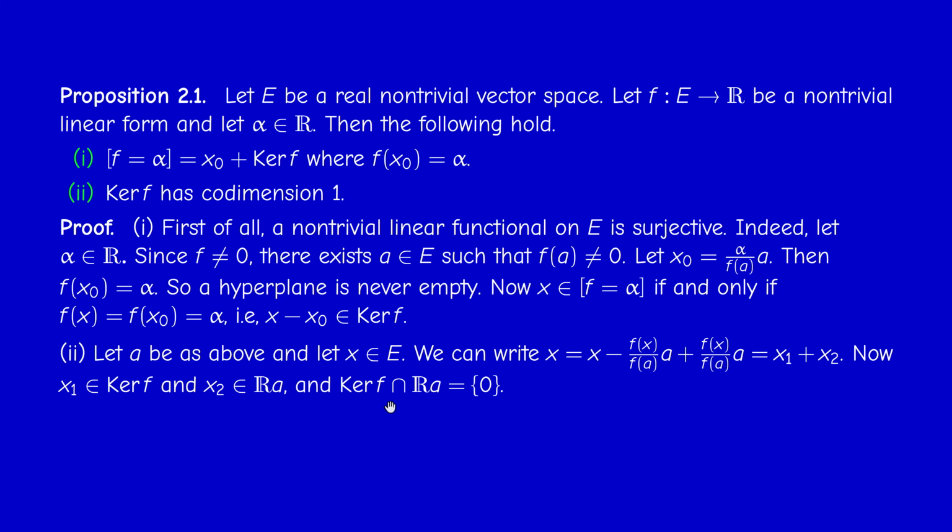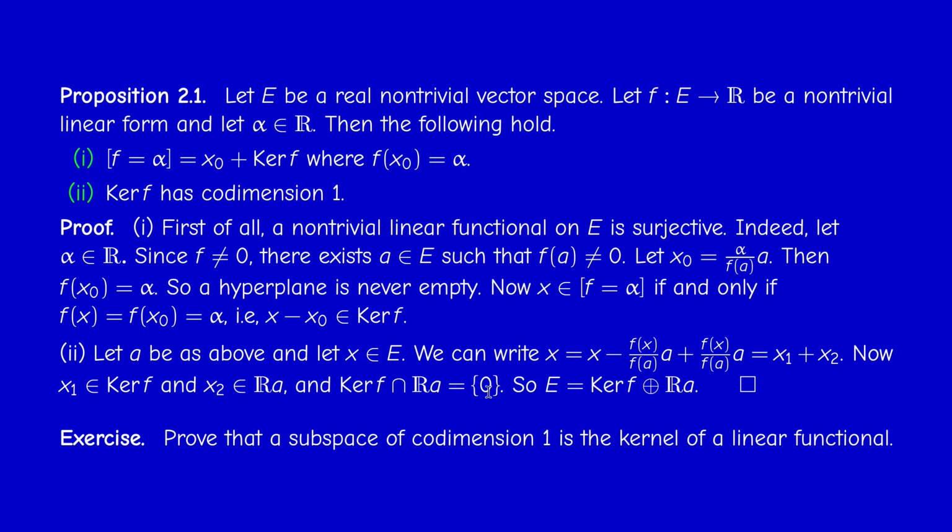And the second condition: the intersection of the kernel with this line, because this is a line in E, is of course trivial. Very easy to check. So we can write E as a direct sum. Here it's the algebraic direct sum, not the topological one, because there's no norm here. So this is really a lemma in algebra. We can write E as the direct sum of the kernel of f and this one-dimensional space. This precisely means that the codimension of the kernel is 1, because the dimension of Ra is just 1.